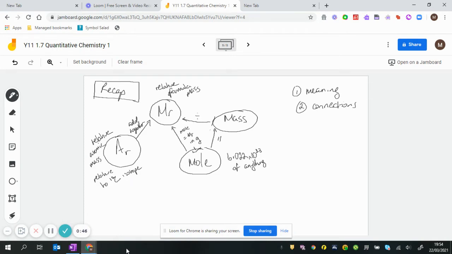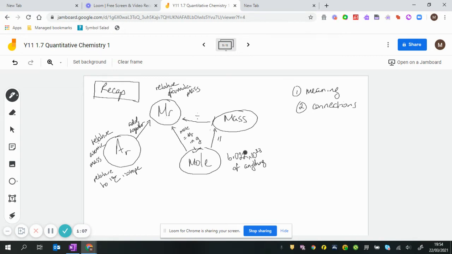So I've just put a few notes here, just an idea of how to connect what you know before. AR is relative atomic mass, MR is relative formula mass. To get the relative formula mass, you add together all the relative atomic masses in the formula. Relative atomic mass is relative to the carbon-12 isotope.